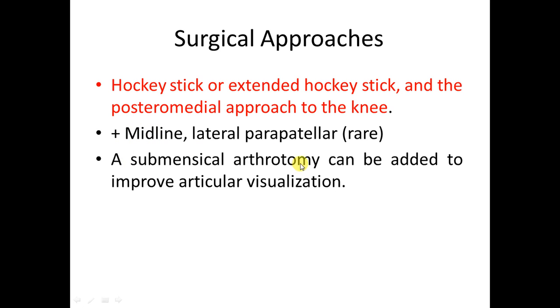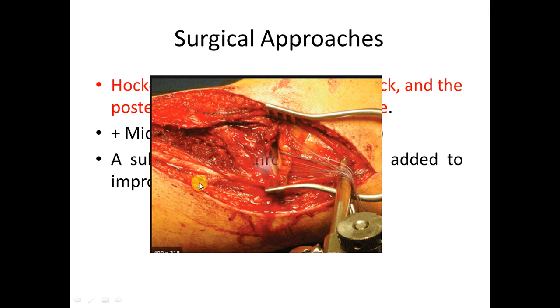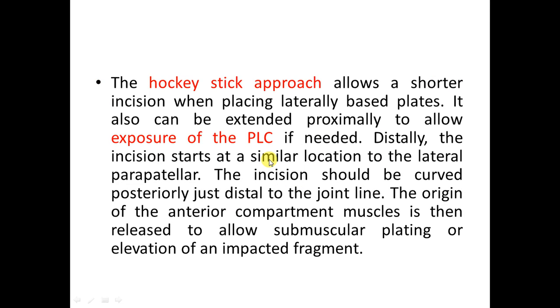Whatever the approach, we will usually do a submeniscal arthrotomy. If it is displaced, we will do a submeniscal arthrotomy to see the articular surface reduction. Here we tag the menisci. This is the anterolateral or hockey stick approach, and this is the meniscus tagged and elevated to see the articular surface, how I can reduce it. Approaches for the knee will have a separate session, but this is just simple knowledge.